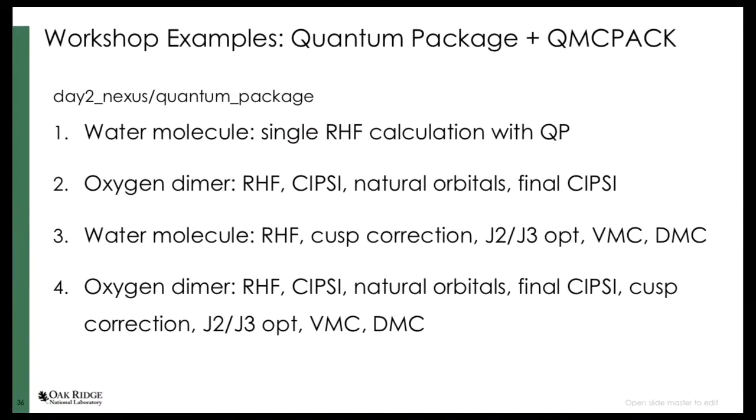As a second example, we look at the spin polarized oxygen dimer, where you do restricted Hartree-Fock, selected CI calculation, a calculation of the natural orbitals from selected CI, followed by a final selected CI calculation in the basis of the natural orbitals. And then in example 4, starting with this and expanding it to add the quantum Monte Carlo steps, adding nuclear cusp corrections, 2 and 3-body Jastrow optimization, and VMC and DMC.